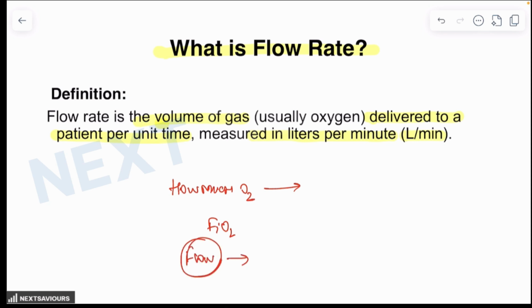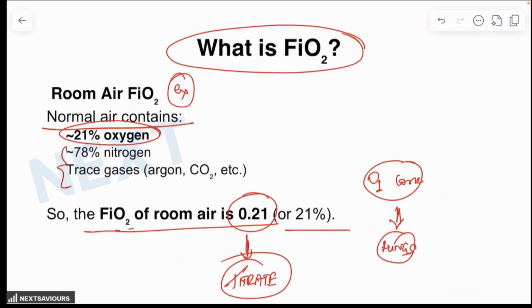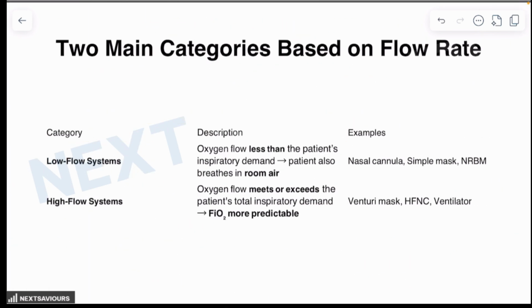This flow can be changed based upon the apparatus used. This is what we were talking about: what is the oxygen mask which is required to be given to that patient? It depends upon two factors. One is flow rate, which determines the volume, and the other one is FiO2, which determines the concentration of the oxygen. Now, based on this flow rate, these oxygen delivery devices can be divided into two.